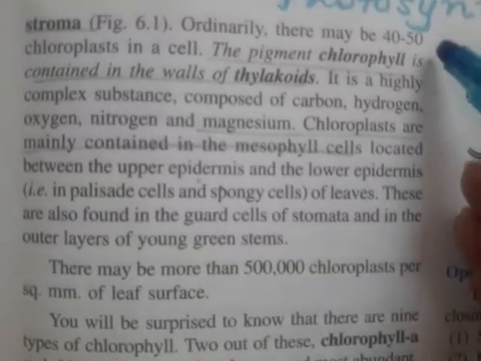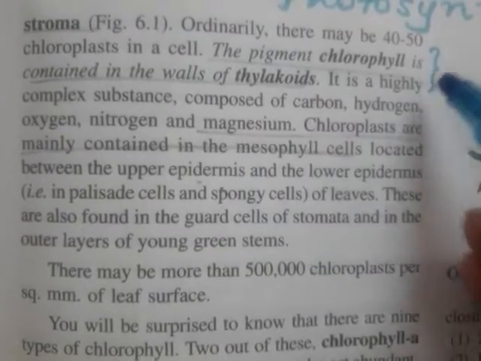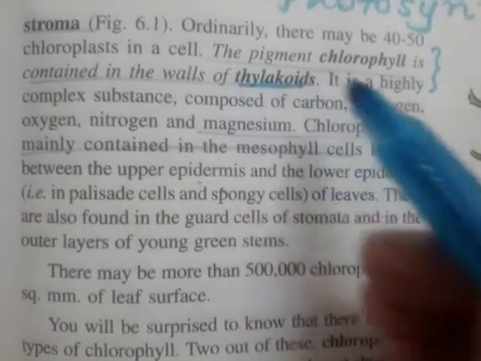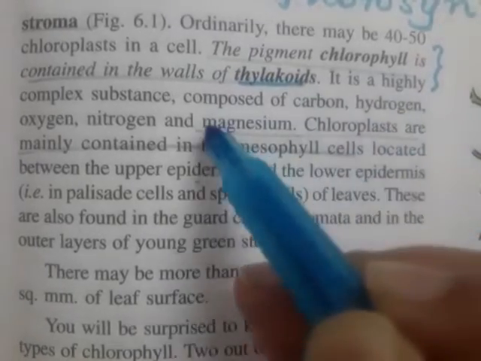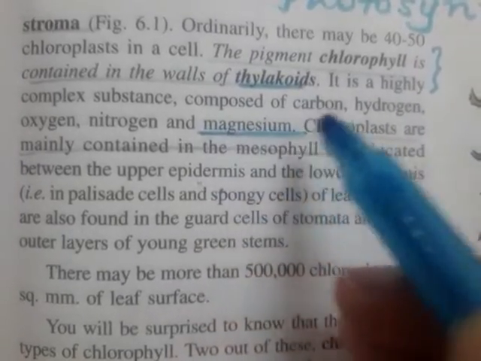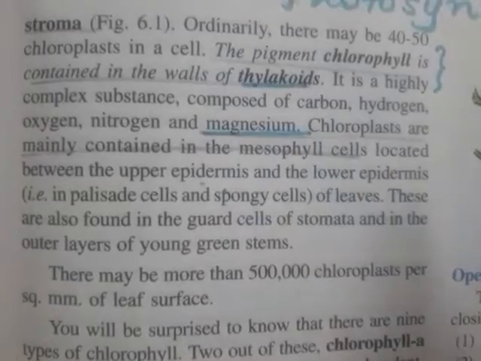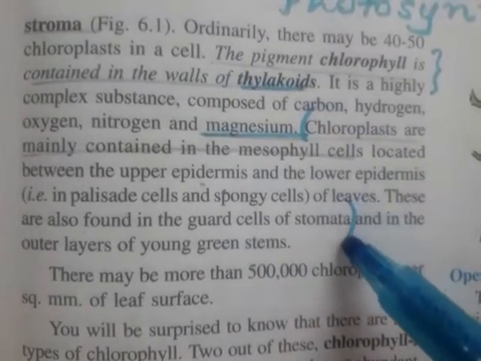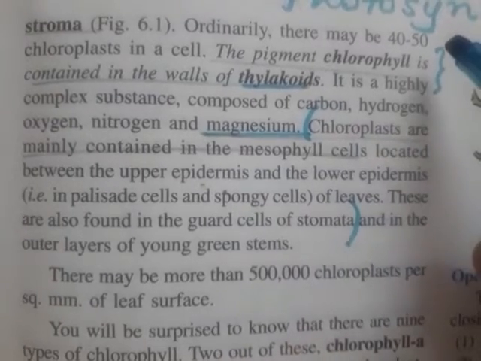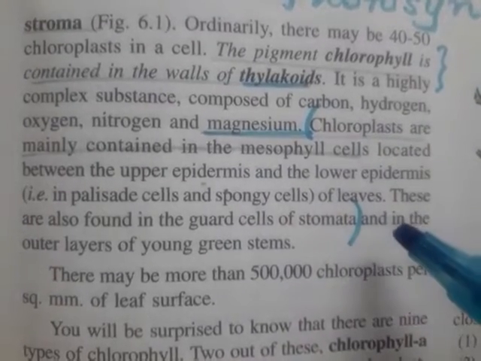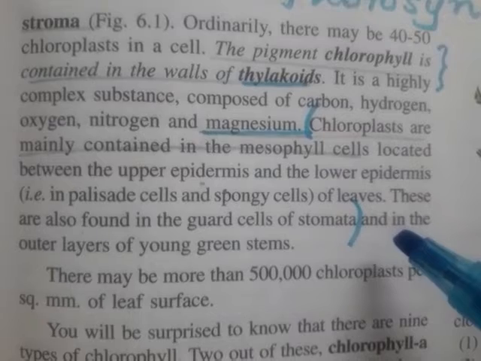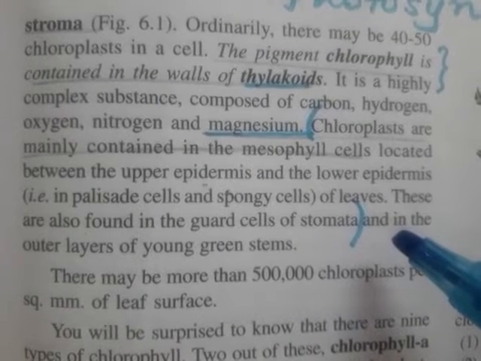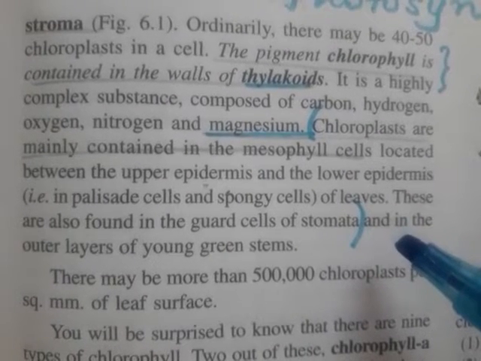See here, children, the pigment chlorophyll is present in thylakoids. Magnesium is a very important mineral present in chlorophyll. And here you have the location of chloroplast. So you will write location of chlorophyll and location of chloroplast in your notebooks after drawing the diagram of chloroplast.